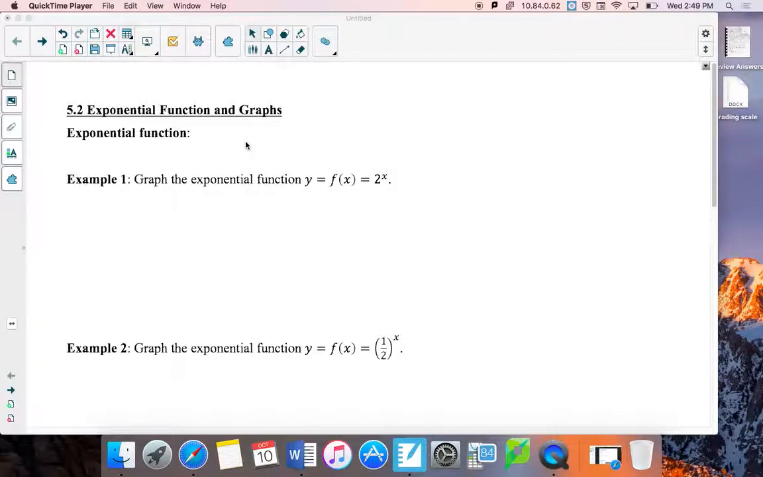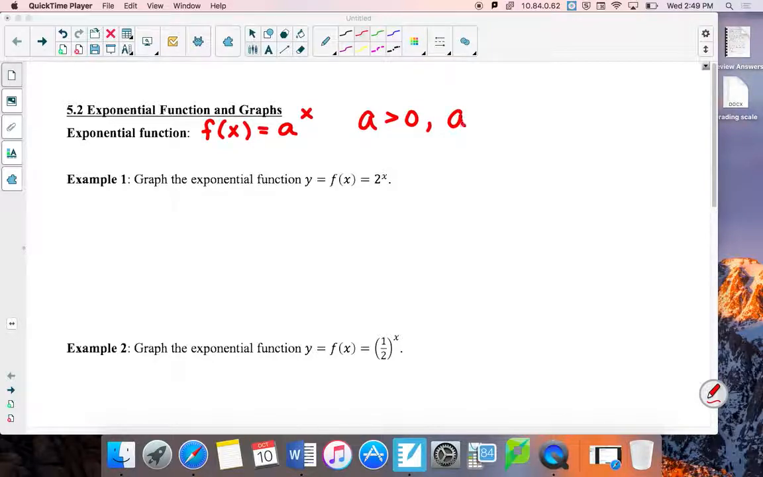Let's go ahead and talk 5.2, exponential functions and their graphs. So an exponential function is going to be in the form f of x equals a to the x power. A is going to be a positive number, so it's bigger than 0, and a is not going to equal 1. So that's our exponential function. The variable is going to be up as an exponent.